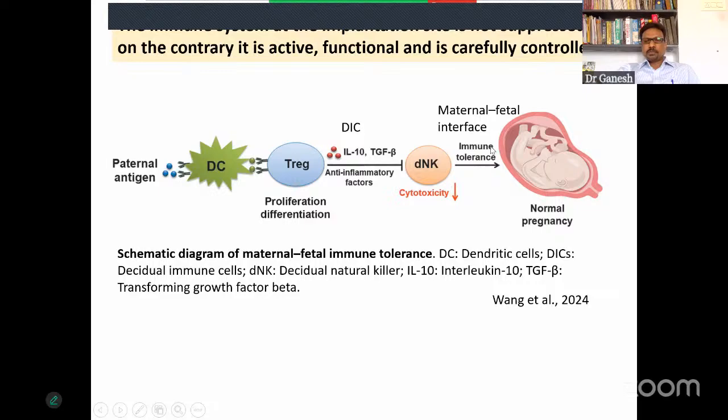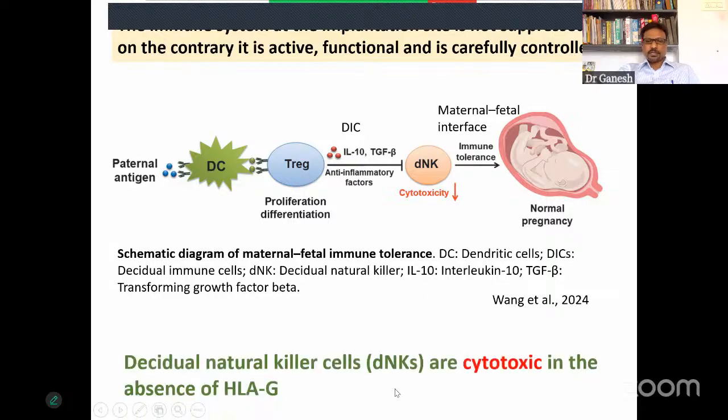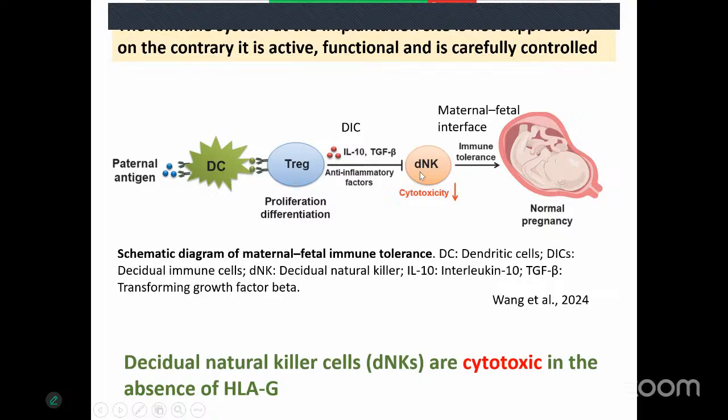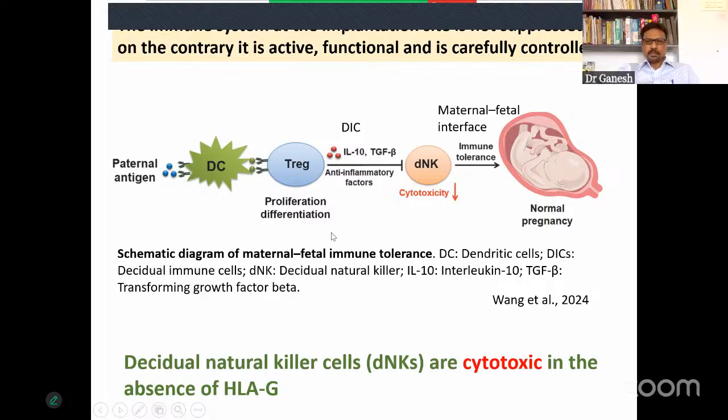They are mainly responsible for inducing this immune tolerance. Immune tolerance means the immune system is not responsive to the antigens. So that is called immune tolerance. The immune tolerance is a must-occur event here in order to facilitate the development of the baby in the womb. This event is mainly because of the decidual natural killer cells, which will reduce their cytotoxic nature in response to the paternal antigens here. So the decidual natural killer cells are cytotoxic in the absence of HLA-G. Suppose these decidual natural killer cells are not receiving this HLA-G signal, then they are highly cytotoxic.